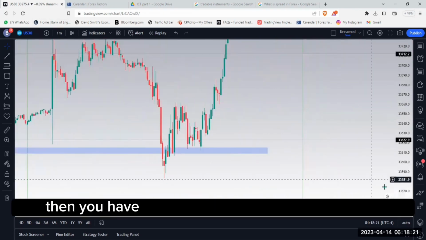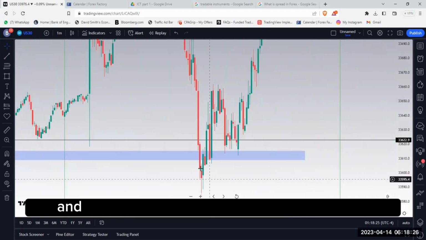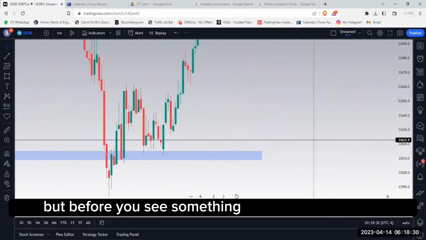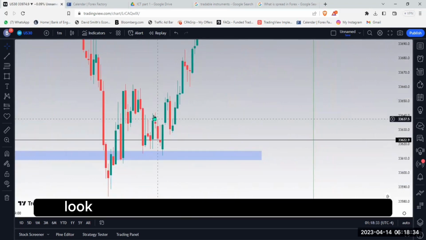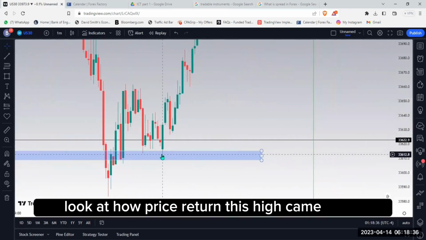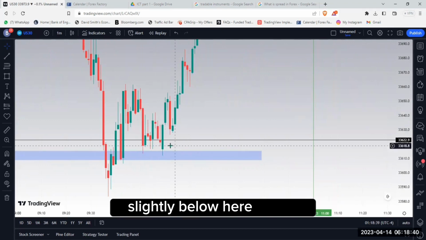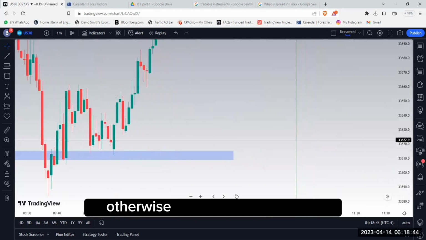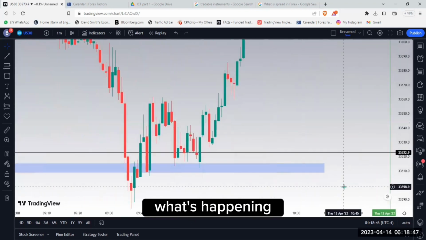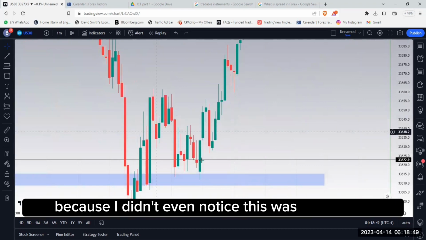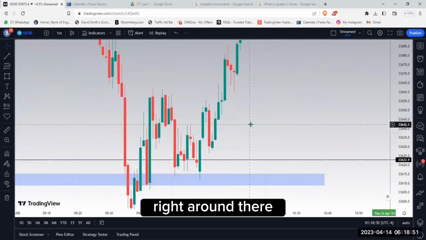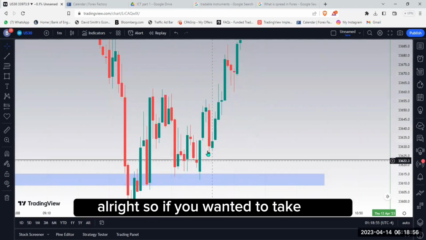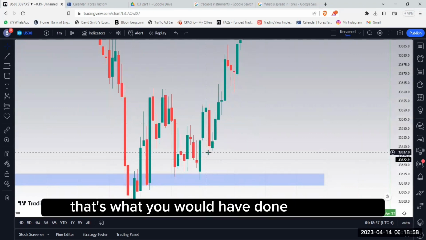Then you switch to the 1 minute time frame, and you could see there was a kind of struggle here, but before that you see something meaningful. Look at how price created this high, came down slightly below here. You really need to pay attention to see all this stuff. Otherwise, you won't even notice that it was happening. I didn't even notice this was happening right around then because I was already done with this side. So if you wanted to take this, that's what you would have done.